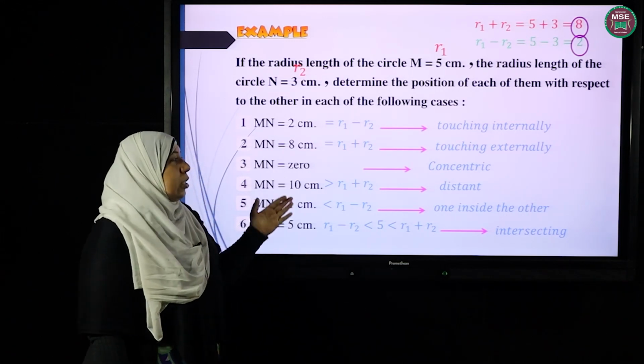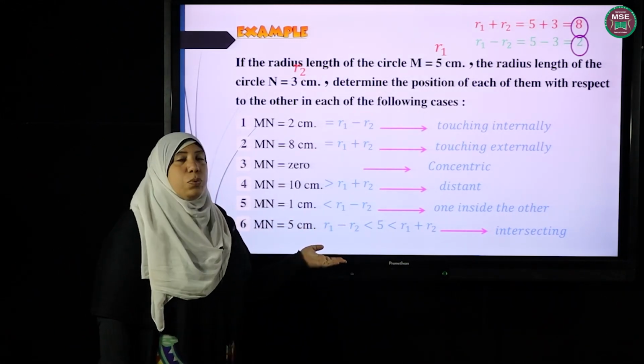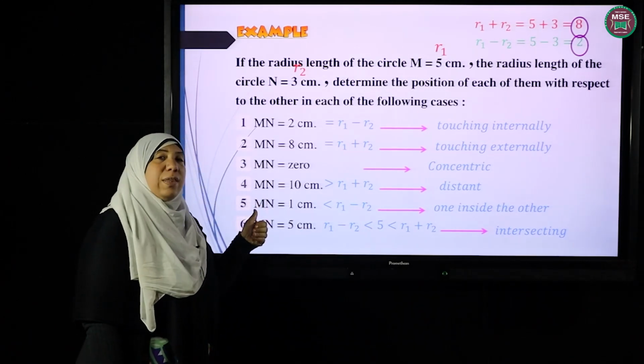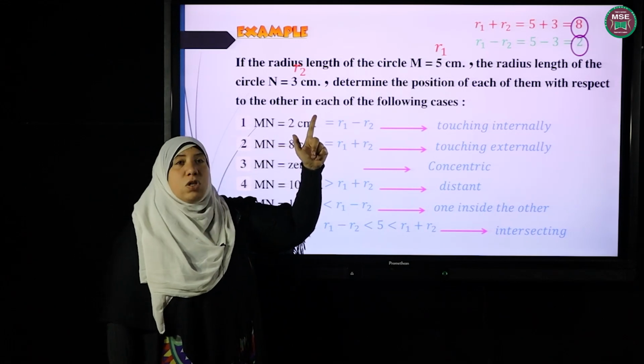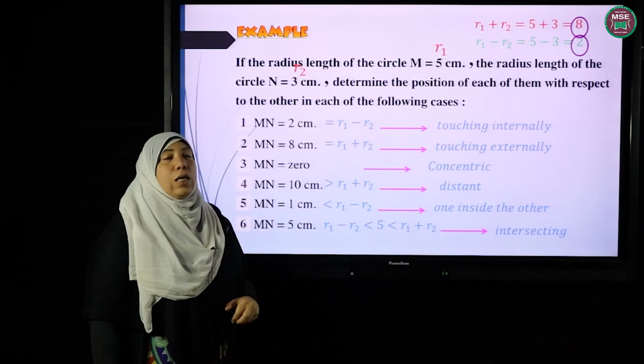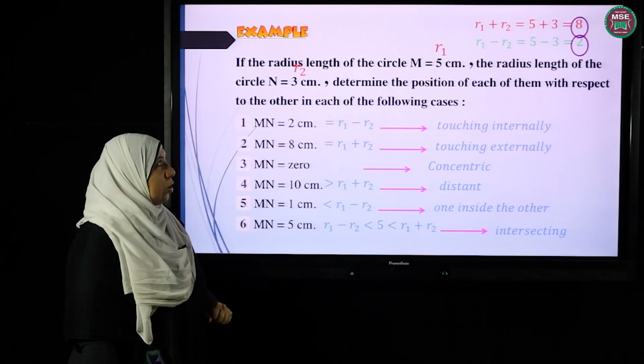Now, this is how to know the position of two circles. I have to know the distance between their centers, the sum of their radii, and the difference of their radii. And then I can easily know the position of the two circles.